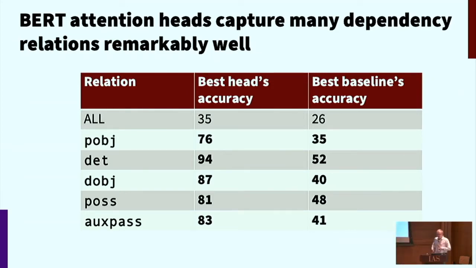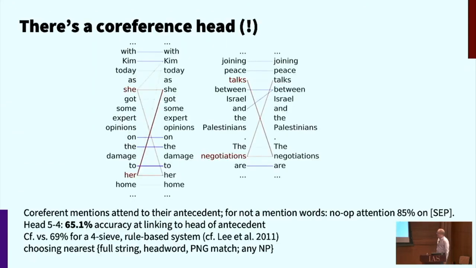Somewhat even more surprising and funky, there's actually a co-reference head. So head 4 on layer 5 gives you a semi-decent co-reference system. So here we have "with Kim today as she got some expert opinions on the damage to her home." And so the word her is attending mostly to she, a bit to her. The word she is attending to her and Kim and she. And Kim is attending to Kim, right?